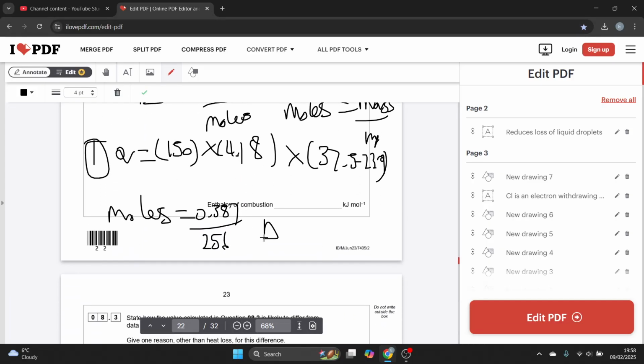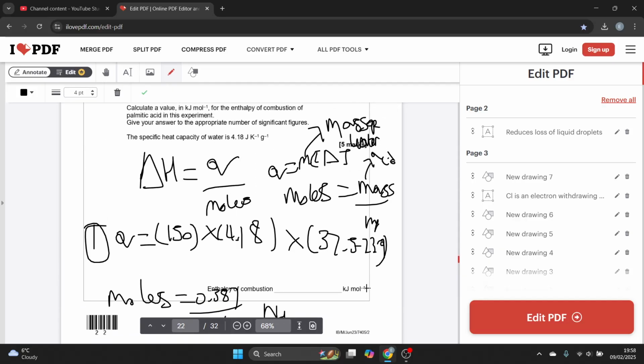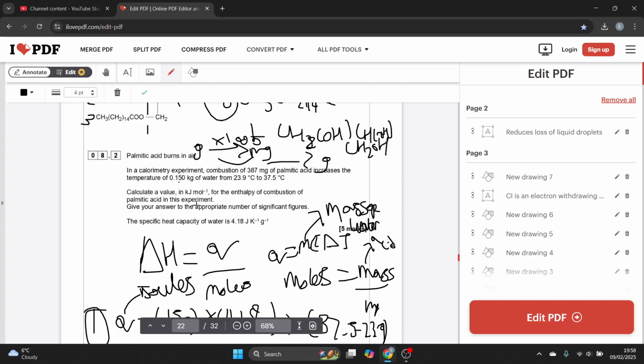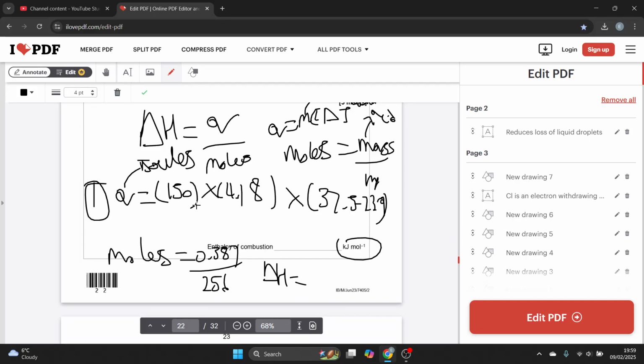And then delta H is your Q. But remember, this is in kilojoules per mole, and Q is measured in joules. So I need to divide my Q by 1,000. 150 times 4.18 times 37.5 minus 23.9, divided by 1,000. Keep the answer. Divided by 0.387 divided by 256. 5640.